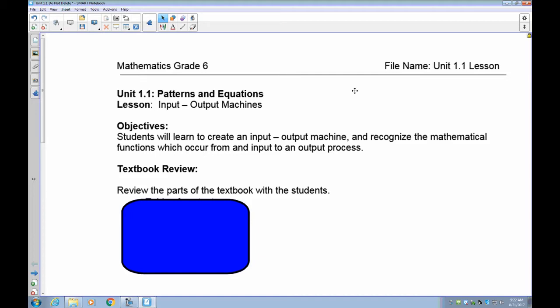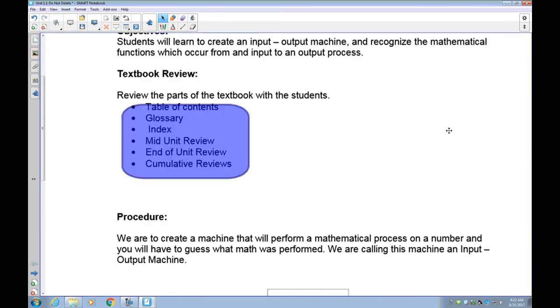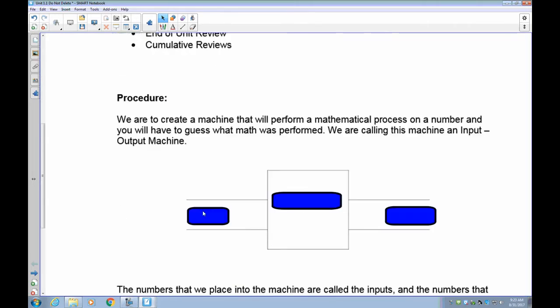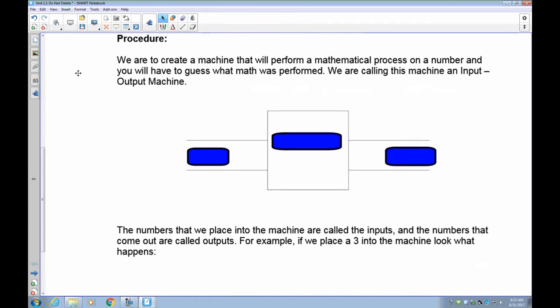So if you take a look at the textbook, there's a couple things I want you to note first about your textbook. This is the first lesson, so remember that in your textbook you have a table of contents. If you have any terms you don't understand, you can go to the back. There's a miniature dictionary there. At the very back's an index where you can look things up. There usually is a mid-unit review you can use to help yourself to do some extra work. And of course, at the end of the unit, there's a review. And as you go through it, there are different cumulative reviews. So you should take a look through your textbook and find these things, and they'll help you to review. But that's not for now. For now, let's start talking about input-output machines.